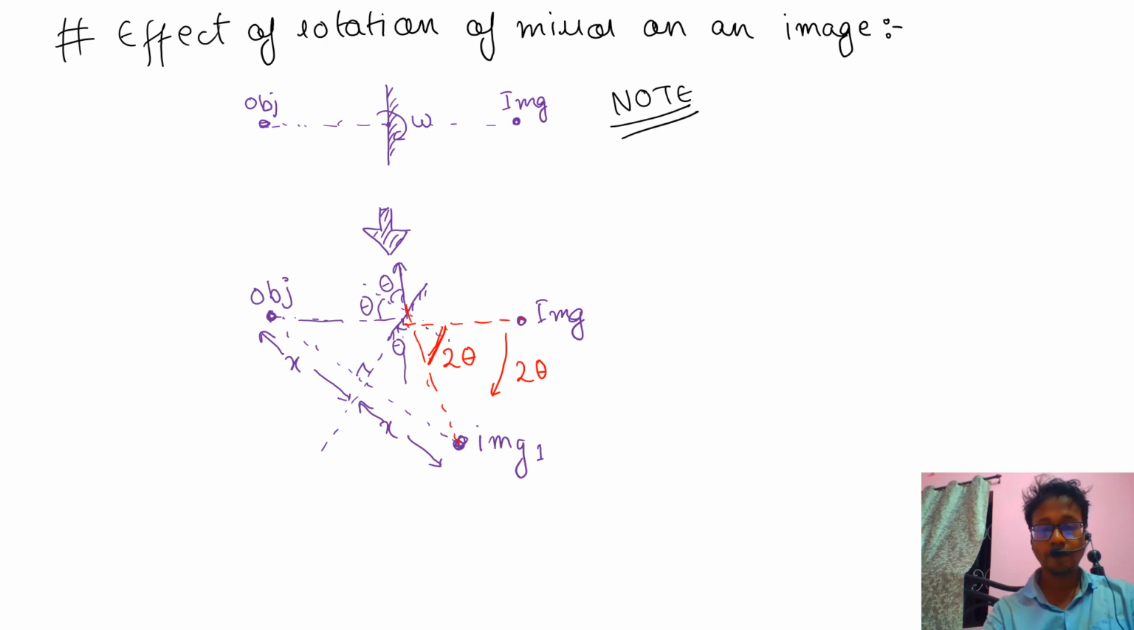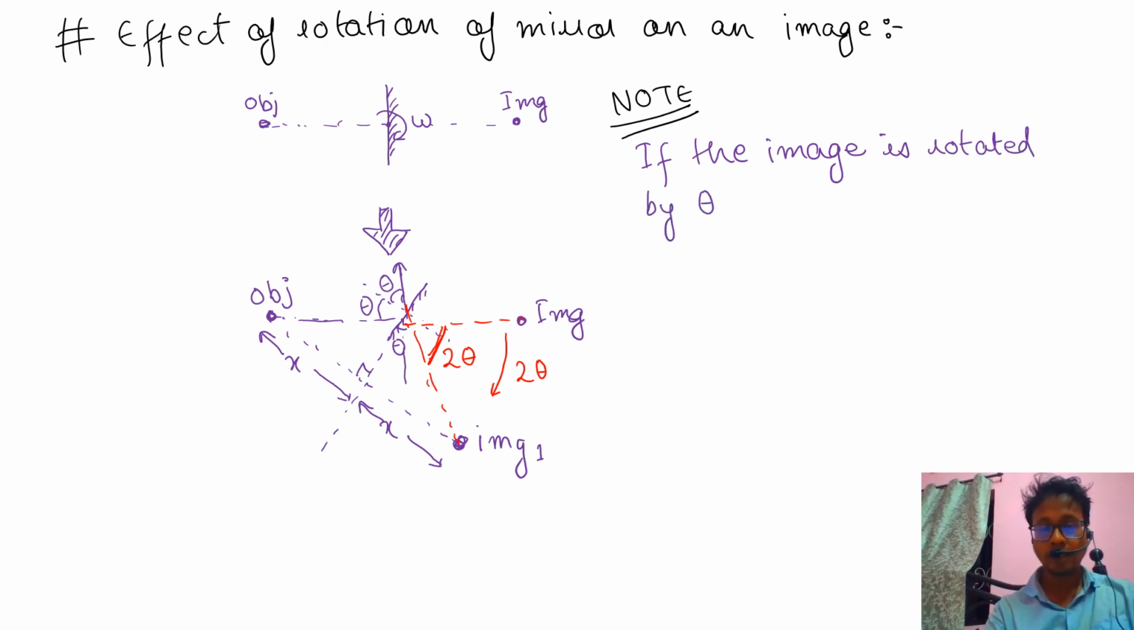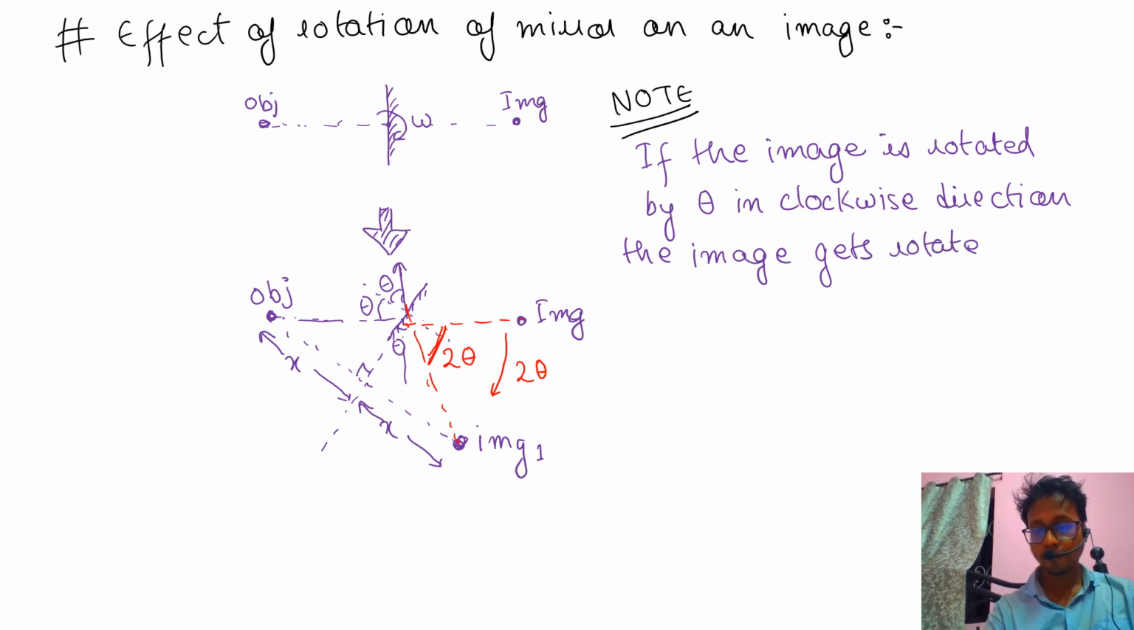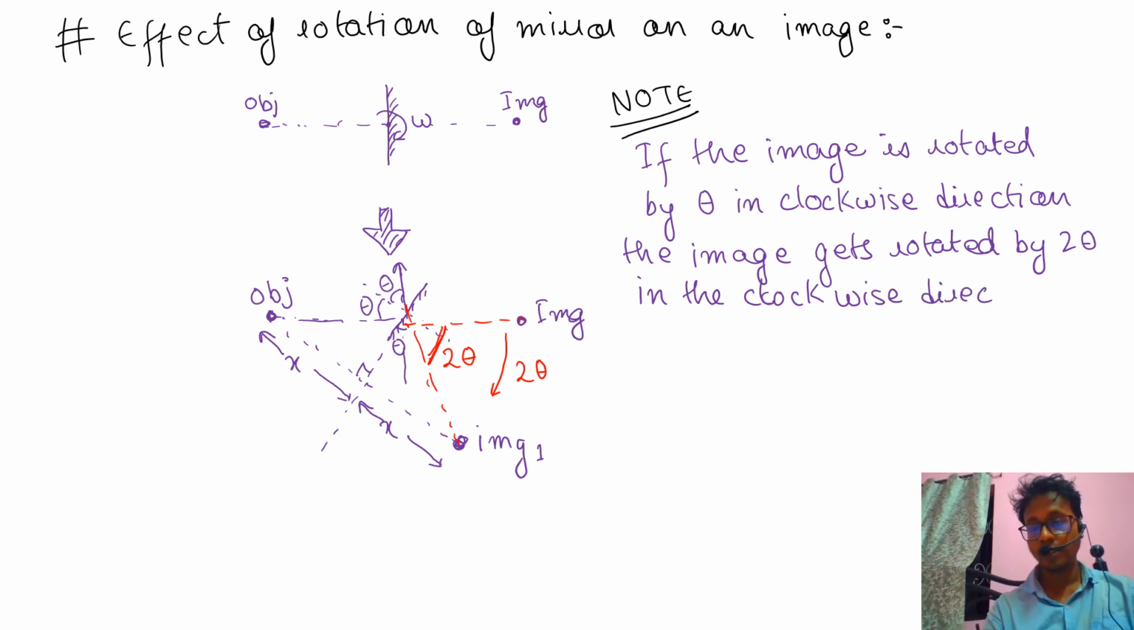If the mirror is rotated by theta in clockwise direction, the image gets rotated by 2 theta magnitude, in the same clockwise direction only. See, out here you have to note something.